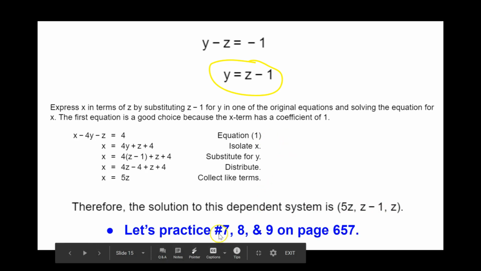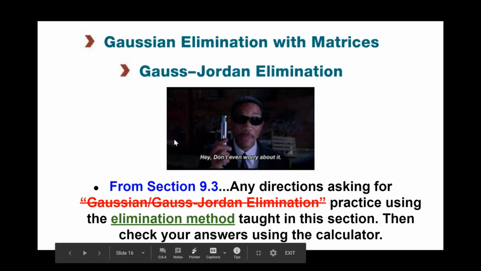These are other ones. Those of you that still want some more practice with infinite amount of solutions and no solution problems, these are good practice problems to do in your book. A little side note: when you start section 9.3, it's going to say, I don't really know how to pronounce these words, but I'm not going to try. But anytime the directions has these as the directions, then we're just going to do some more practicing using the elimination method. Because again, you have to do this on the lab.